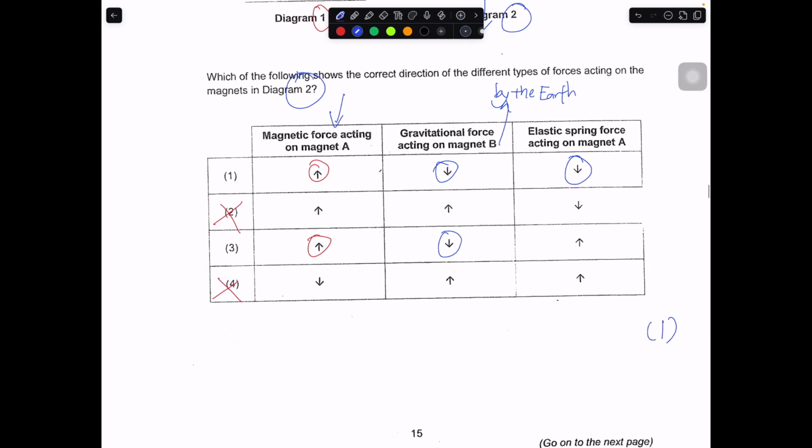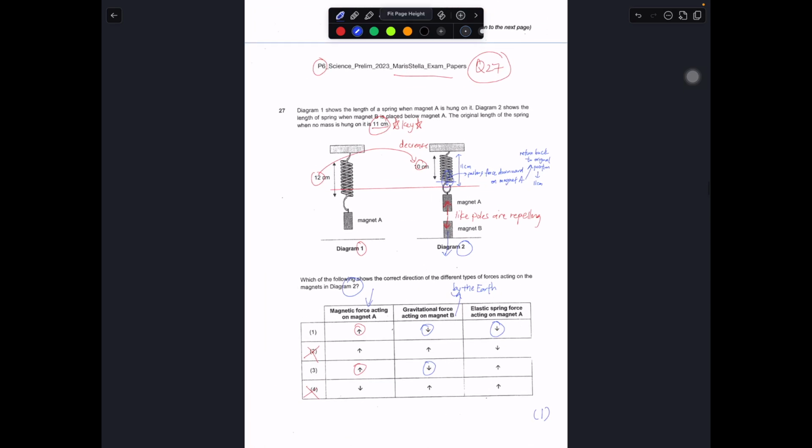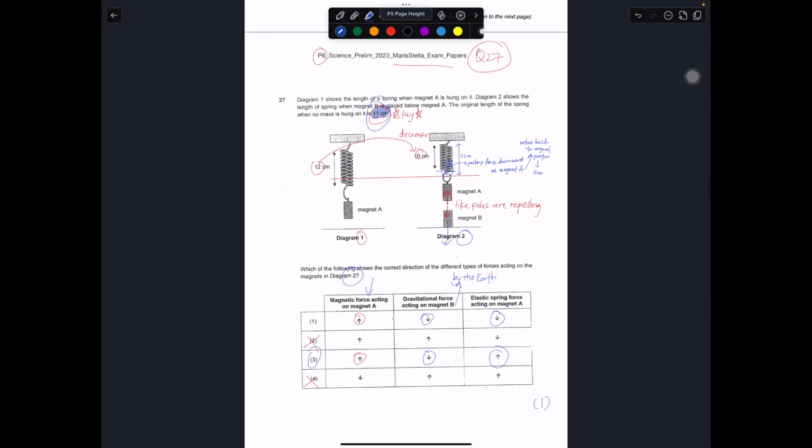If you don't read this part very carefully, you will be tempted to choose the upward arrow because you miss out this key detail, and that's where usually students will choose 3. They miss out this thing. They did not read this 11 cm. They think that the spring will always want to return to its original position by going upwards when magnet A is being pulled down. So over here the answer should be number 1.